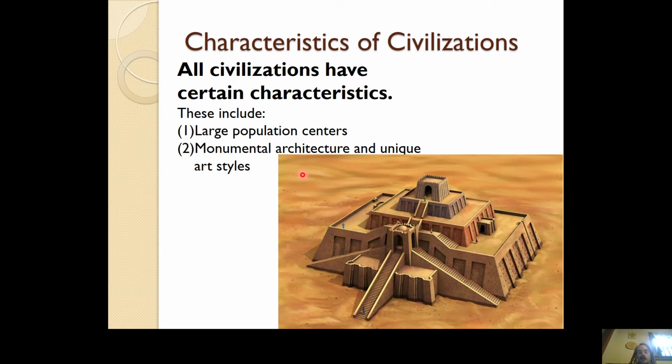So the characteristics of civilizations is that they have large population centers. You can't have a civilization if a bunch of people don't live together. That's kind of a given. You need people to have a civilization. So you've got to have a large population center, a big city, monumental architecture, and unique art styles. So to be your own civilization, you have to build your unique buildings and have a unique art style.